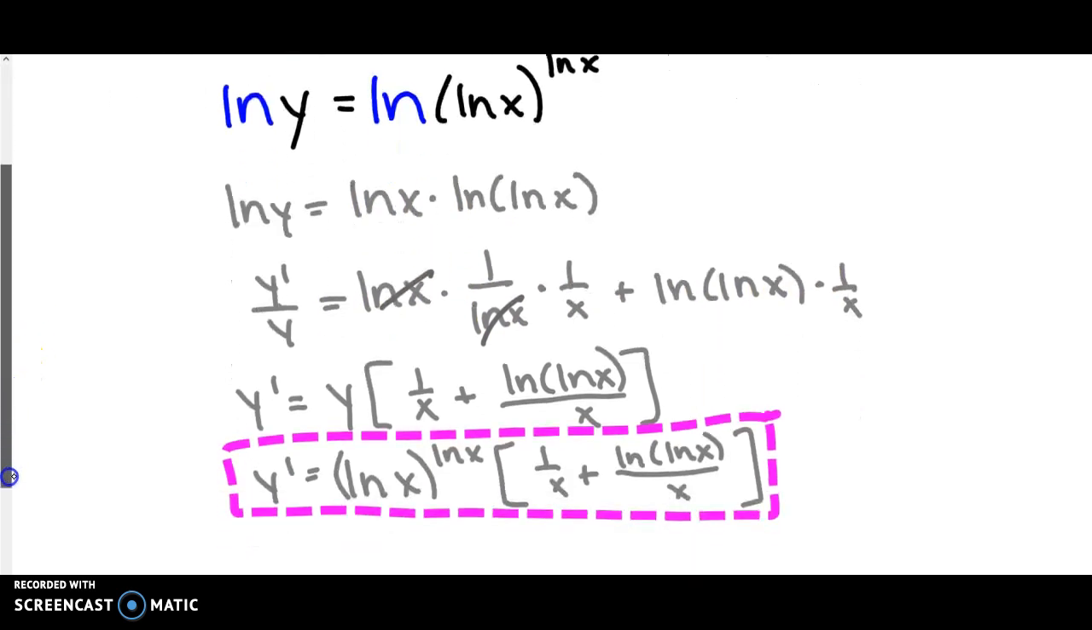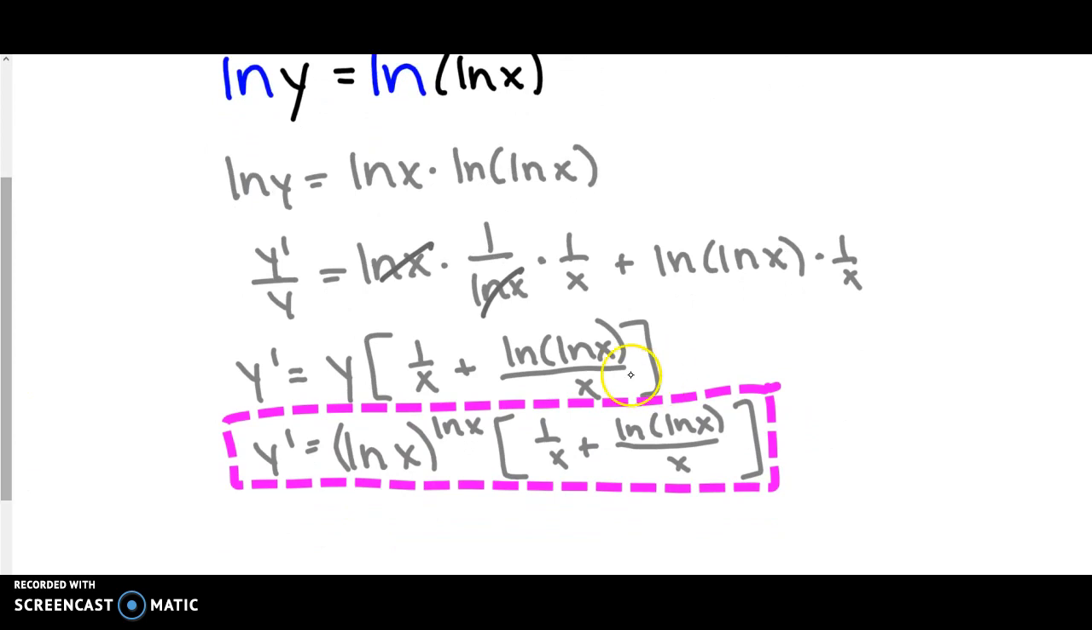From there, I mean, nothing crazy. The natural log of x canceled out, so I was left with 1 over x, and this is natural log of x all over x. Then y prime equals y, but y was natural log of x to the natural log of x, times the quantity 1 over x plus natural log of x all over x.